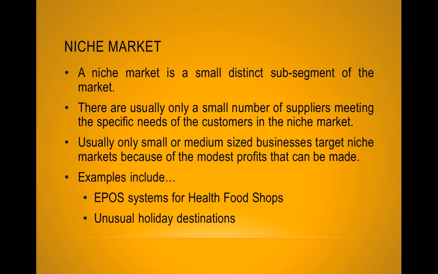Now obviously the opposite from that is a mass market, and some businesses are lucky enough to sell mass market products, which gives them a scope to sell to everybody and obviously make a lot more profit. And mass market products would be things like Cadbury's chocolate, Heinz baked beans, things that people in all market segments will buy.